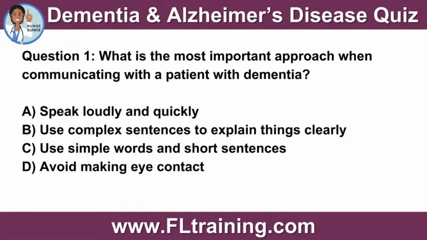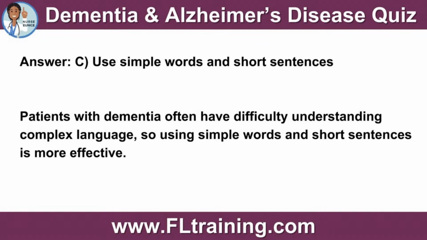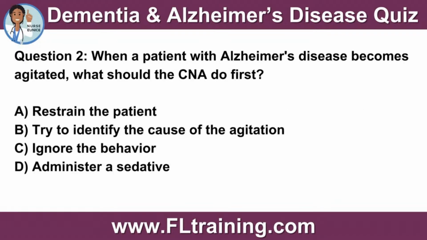All right, let's get those answers coming in. I see a lot of C's. Karen C, Christine, Abby, Gigi, Adam. All right, here's the answer in three, two, one, and C. You guys are correct. Use simple words and short sentences. Patients with dementia often have difficulty understanding complex language, so using simple words and short sentences is more effective. All right, I like those C's.